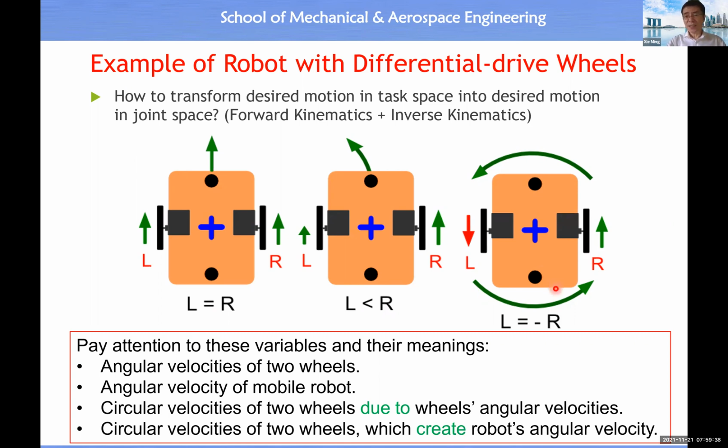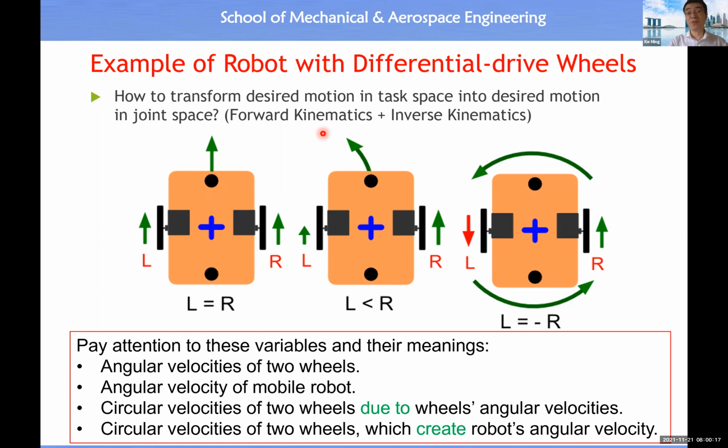So therefore, the mobile base angular velocity should be a function of the angular velocity of the left wheel and the angular velocity of the right wheel. Okay, so if we know the angular velocity of the left wheel and the right wheel, then what should be the angular velocity of the mobile base? So this is a typical example of forward kinematics. It means I know the motion of the left wheel, I know the motion of the right wheel, then what will be the motion of the mobile base? So this is a typical scenario of forward kinematics.